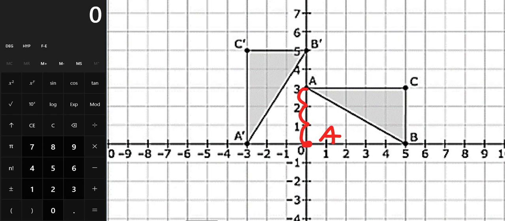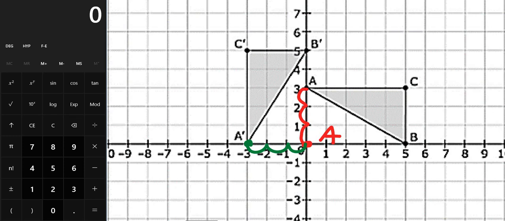Then the last one says you're going to move left 3 units. Translate left 3 units. Okay, 1, 2, 3. And I end up right here at A prime. That's exactly where I want to end up. You shouldn't just stop at A. You should try it for all of the points.